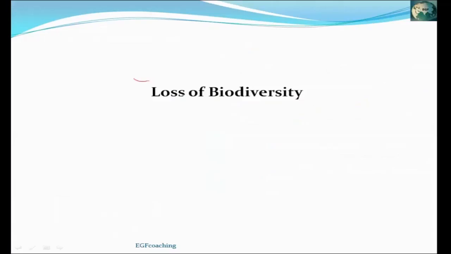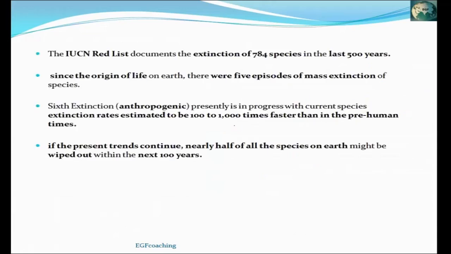Today's topic is loss of biodiversity. Biodiversity has been lost a lot throughout the history of humans because humans have cut the forest for agricultural activities, to set up industries and for other purposes. According to the IUCN Red List, approximately 784 species have become extinct and 5 episodes of mass extinctions have taken place already since the origin of life.